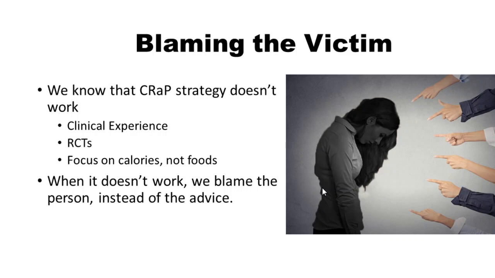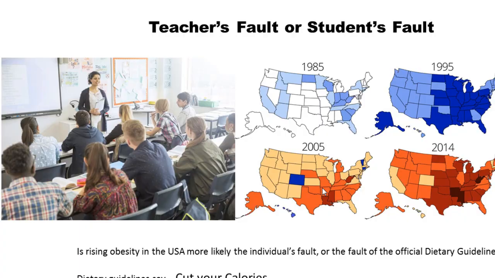So there's only two possibilities. One is the advice is bad, or the advice is good and the person didn't follow it, right? So instead of saying that the advice that we gave to reduce calories, right, you could eat cookies for dinner sort of advice, instead of saying that that's bad advice, we said the advice is good, but people didn't follow it. And then we simply blame the victim.